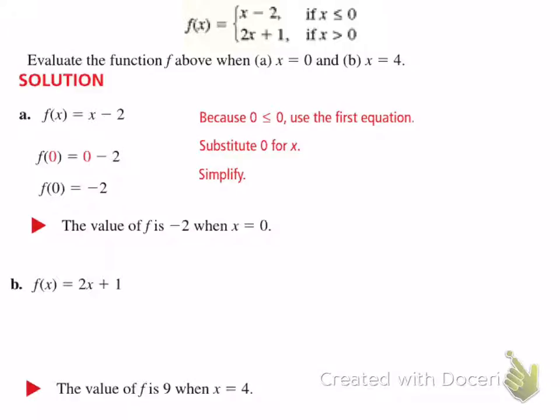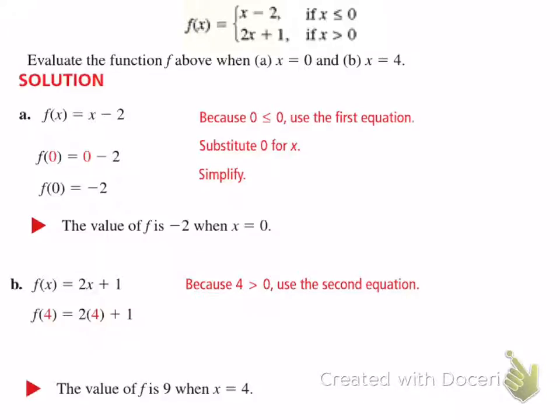Now what would I do? Arden? Substitute the 4 for the x. Good. The f of 4 equals? 2 times 4 plus 1. Good. And now what am I doing?